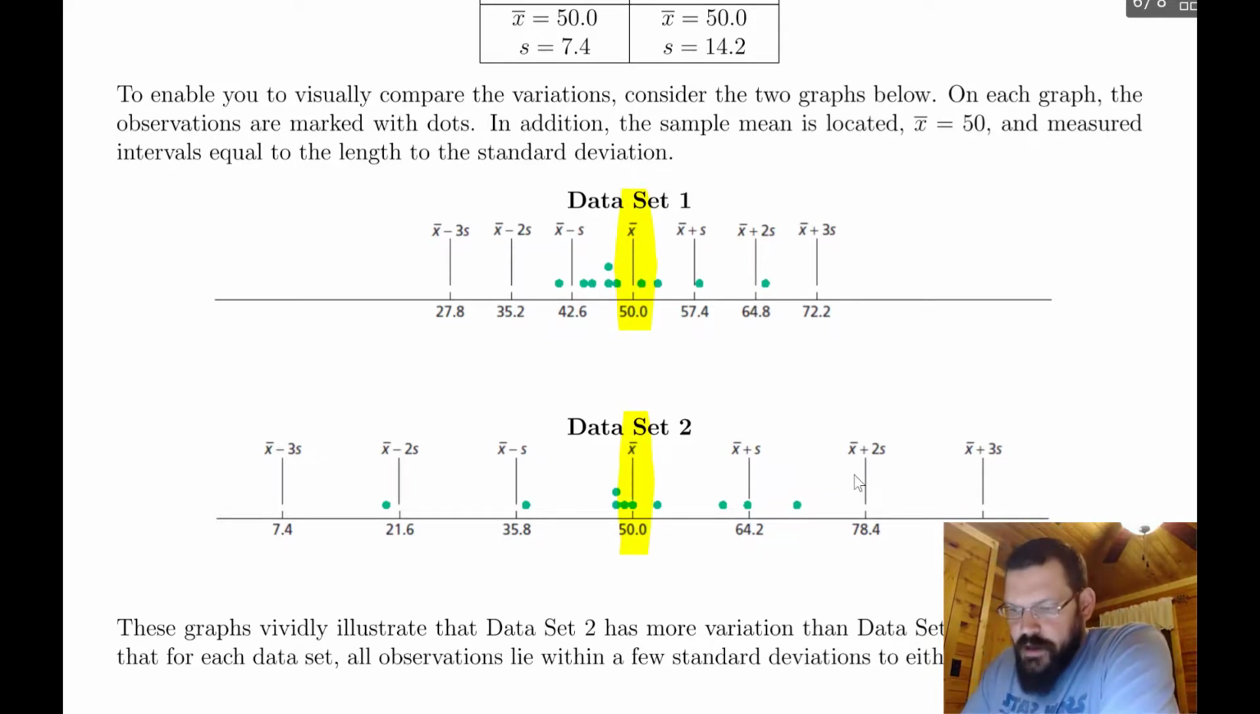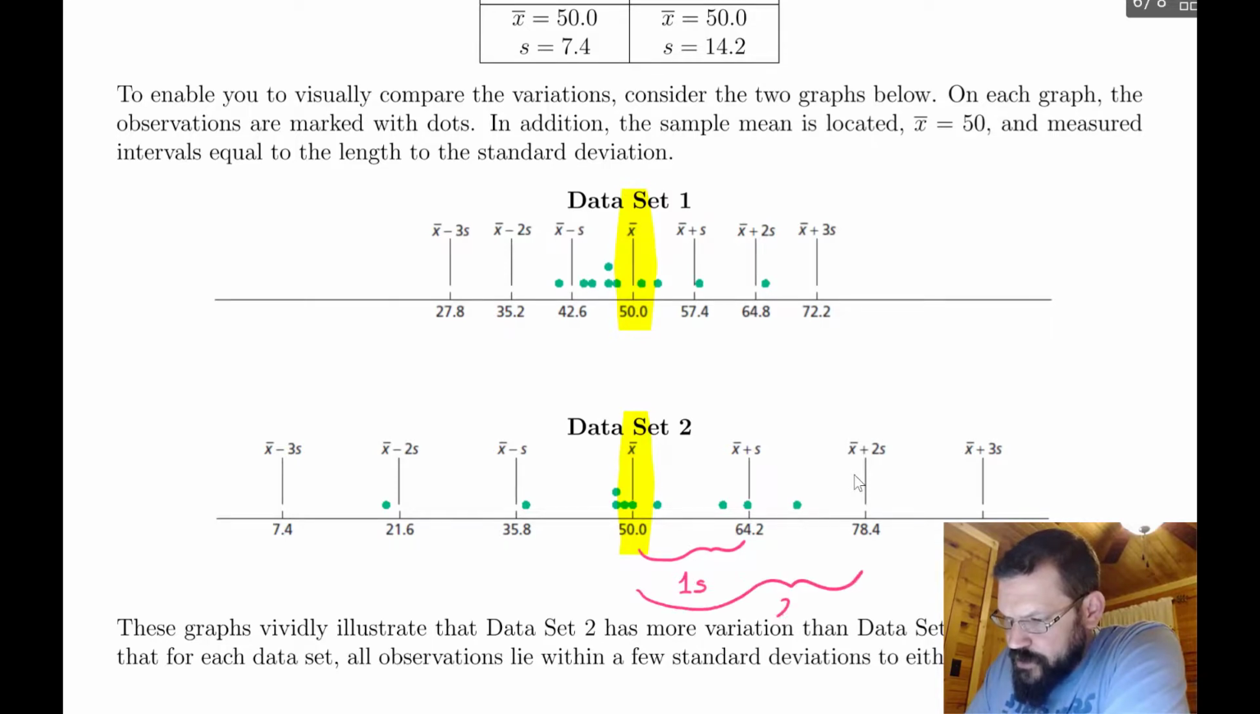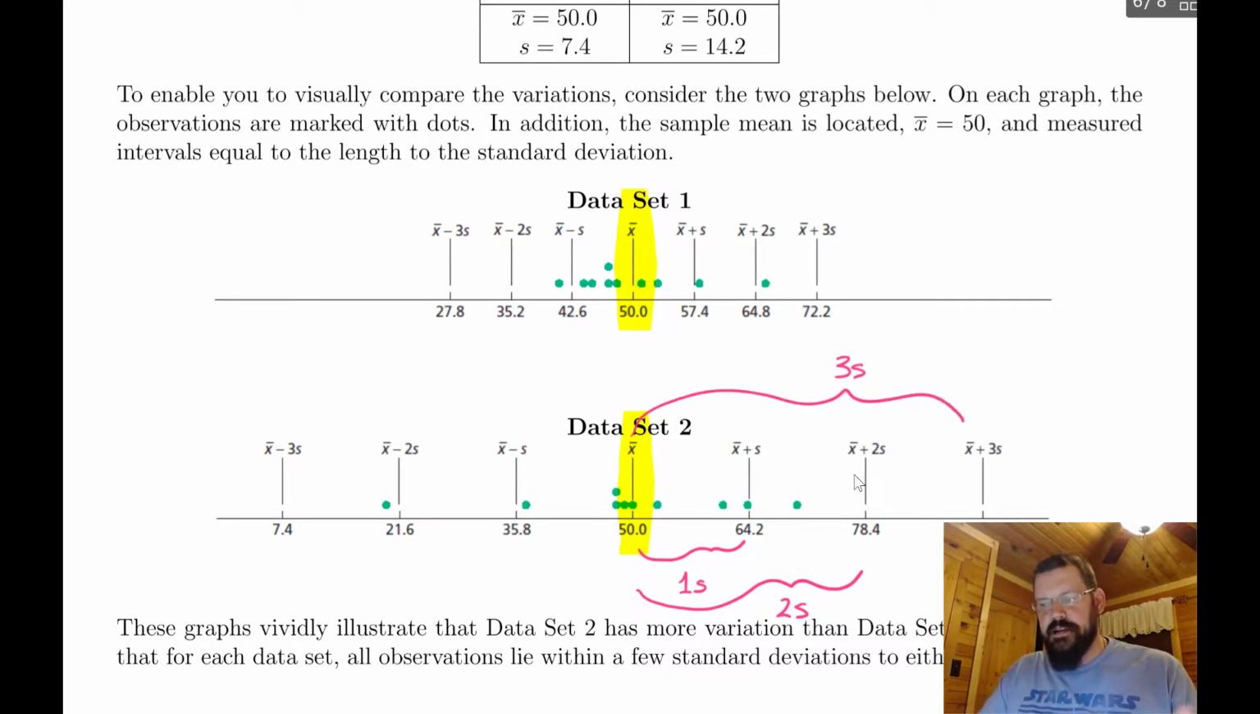But graphically representing these, what you see in the middle of each one of these data sets is the mean. And then to the right of each one, this is one standard deviation. Then we have 2 standard deviations. And then we have 3 standard deviations. And then we have the same going in the negative direction. So that's what the standard deviation looks at, is the spread of this data.